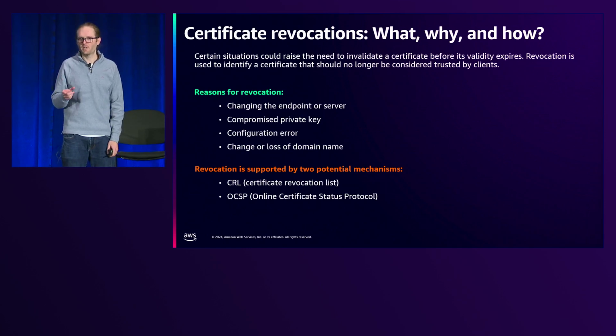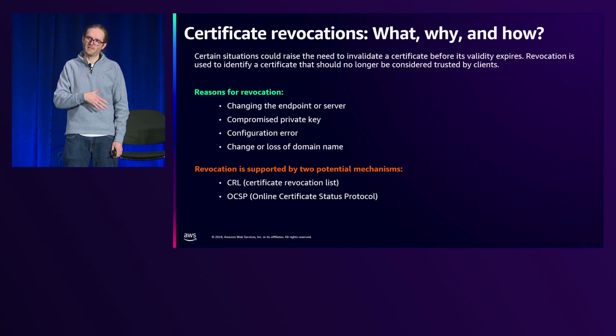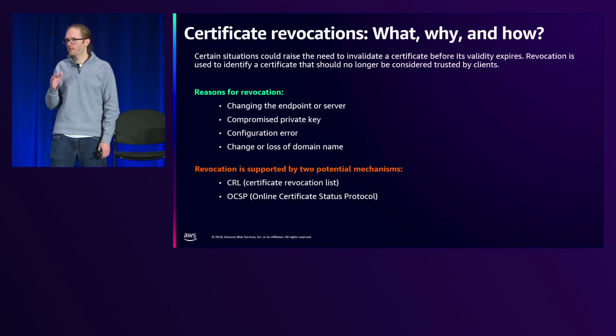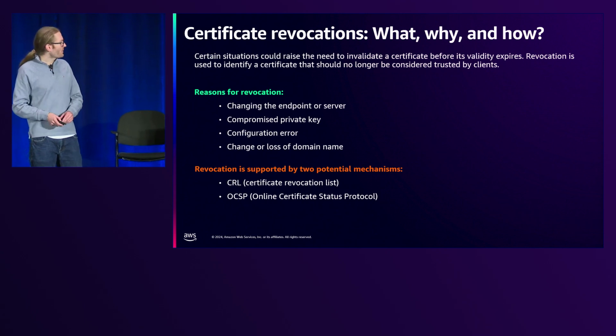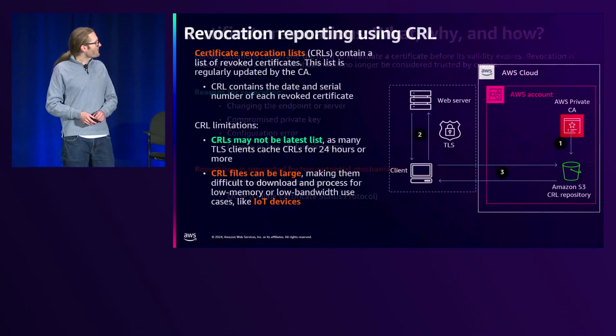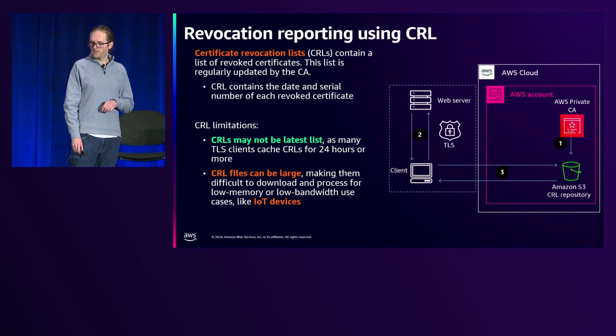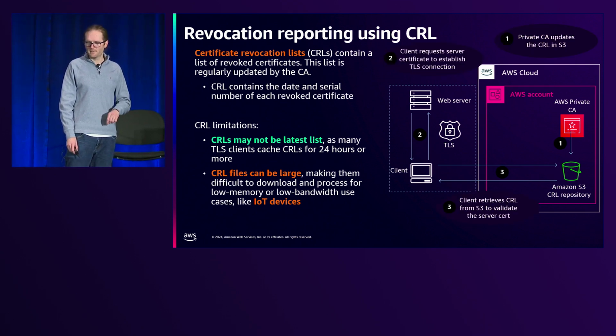So you might also have this period where you have a stale CRL and a certificate's been revoked, but your client still trusts it because it hasn't re-downloaded that cached CRL. So there are a couple reasons why you might choose OCSP over CRL in that case. But let's get a little bit deeper into what a CRL workflow looks like. How do clients actually use these?